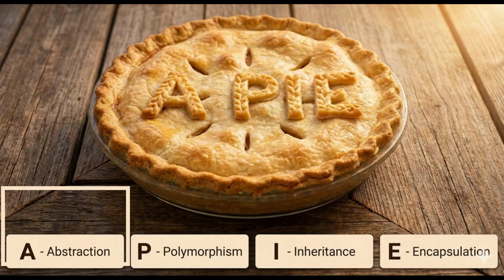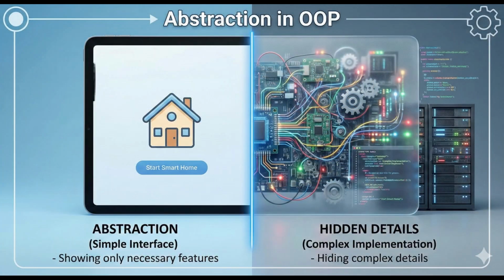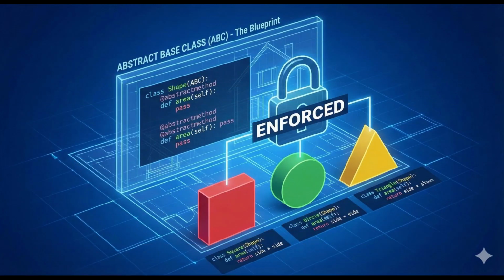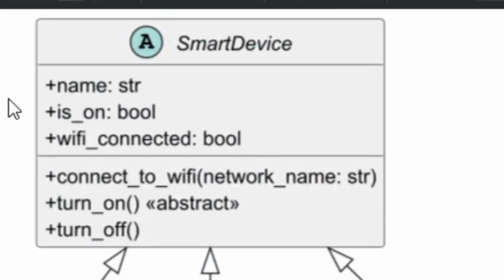Let's slice the pie. A is for abstraction. Abstraction is about hiding complex details and showing only the necessary features. When you use a smart plug, you don't need to know the voltage or Wi-Fi protocol. You just press a button or use a voice command. In Python, we use an abstract base class to enforce this. Look at this diagram again. SmartDevice is the parent class and this is our abstract class. That's why you see this A letter before the class name in the UML.